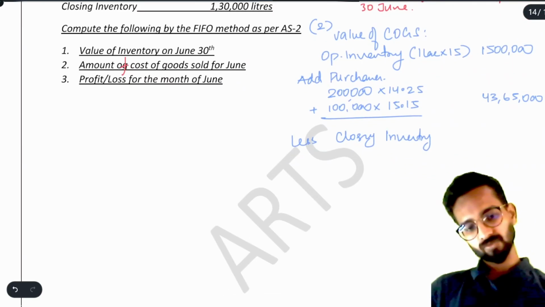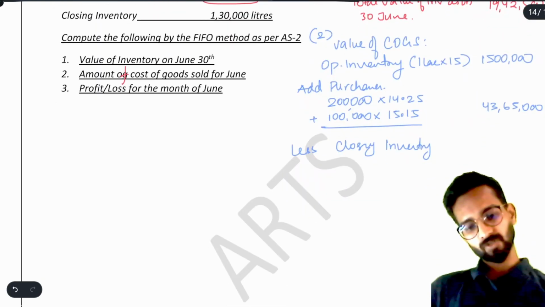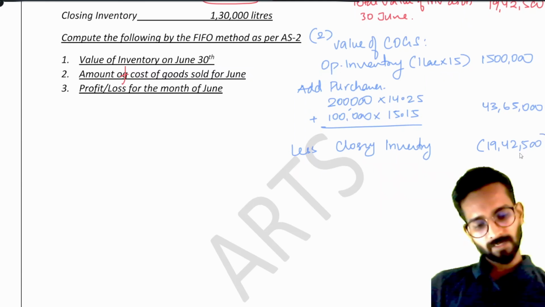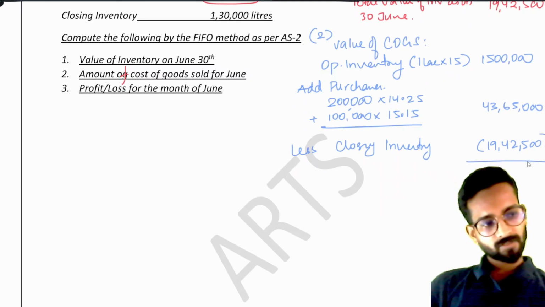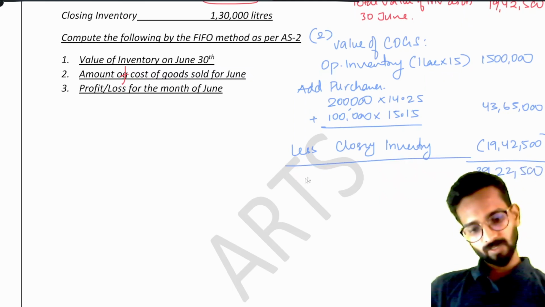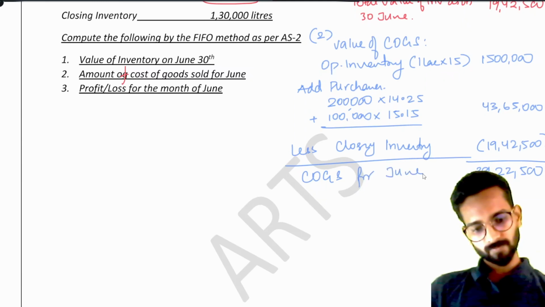Less closing inventory. Closing inventory is how much? 19,42,500, and that will give you the total of 39,22,500. This is your value of COGS for June month.